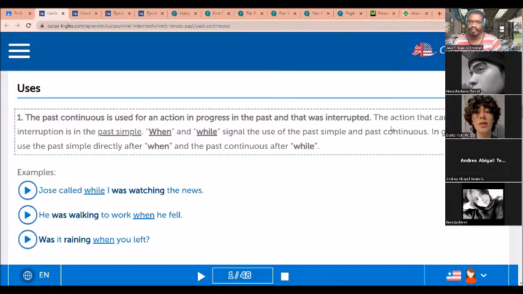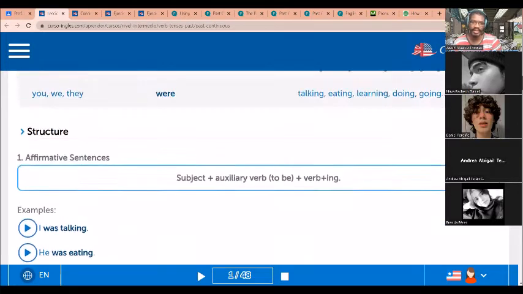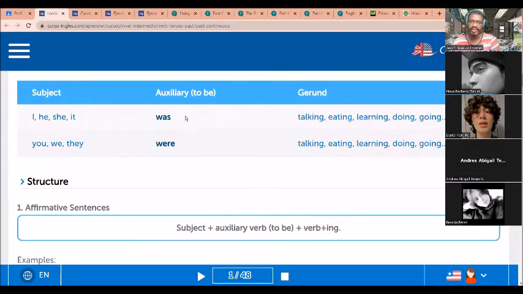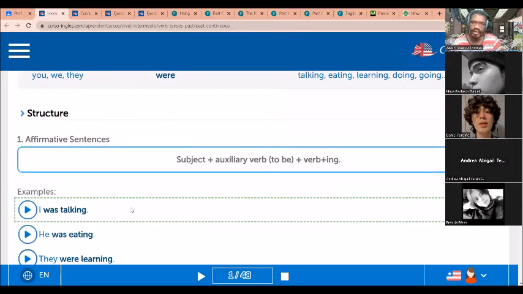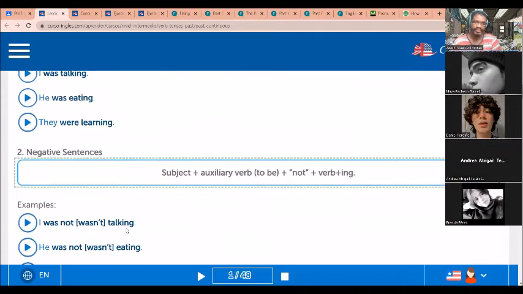So let's begin. When it comes to the structure of the past continuous, we are continuing our use of the verb to be as our helping verb. So make sure to have be in its past simple form. So I, he, she, and it was, then our ing. And if it's plural or if it's you, we, they, we use were before our ing. For affirmative or positive sentences, it's going to be subject, verb. Make sure to put the past tense of to be before your ing. So was talking or weren't learning.